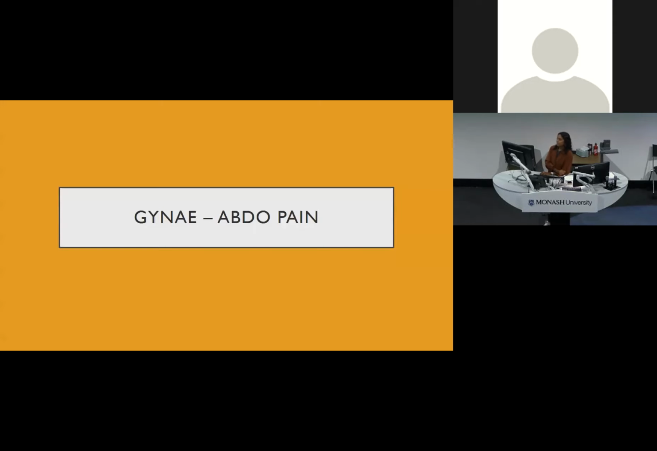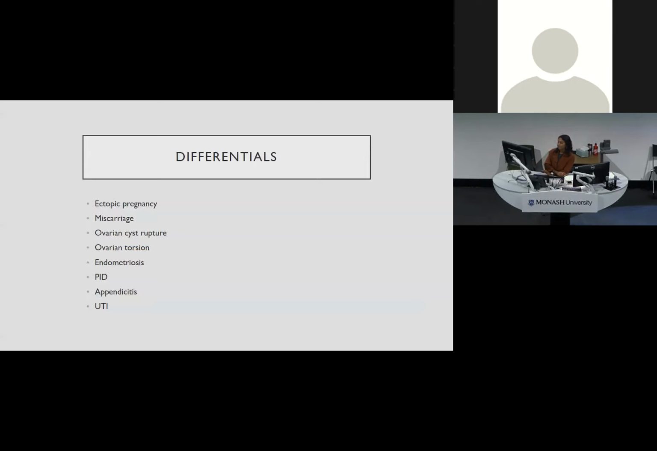Okay, really quickly, in terms of women of reproductive age who present to ED with abdo pain, there are some gynae differentials to consider. So there's ectopic and miscarriages, as we've just discussed, but there's also presentations surrounding ovarian cyst ruptures or torsion, pelvic inflammatory disease, and also your non-gynae cases of appendicitis and UTI. So if you've got a female, say she's 25 years old, who has come in with low abdominal pain, make sure you also have some gynae-associated differentials on your list.